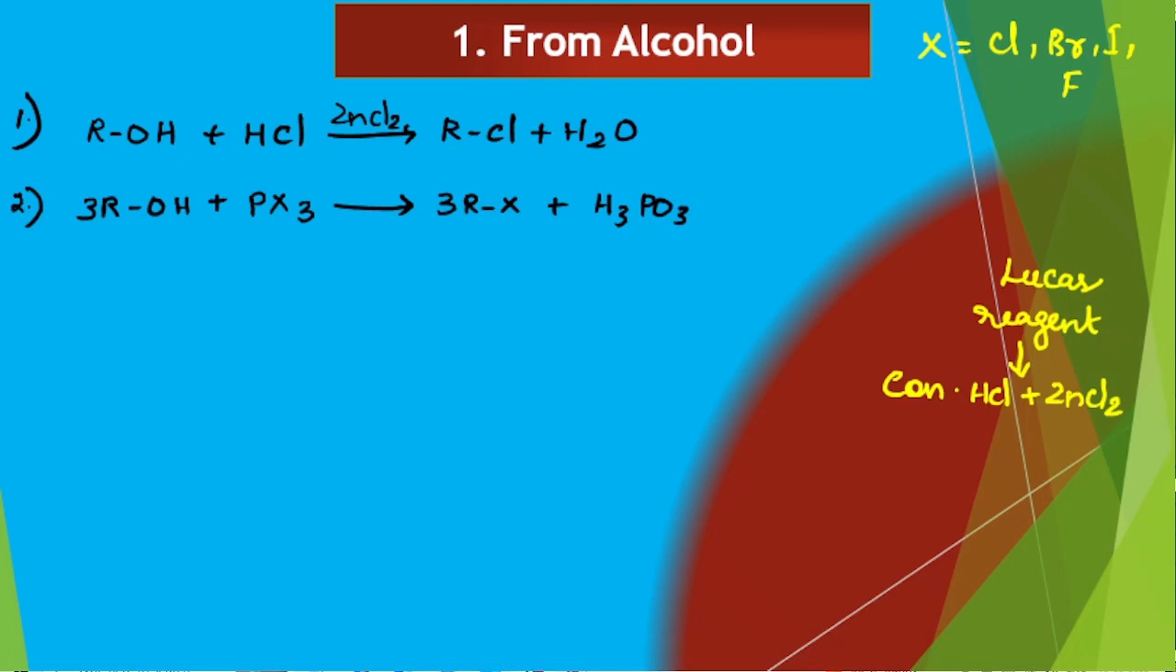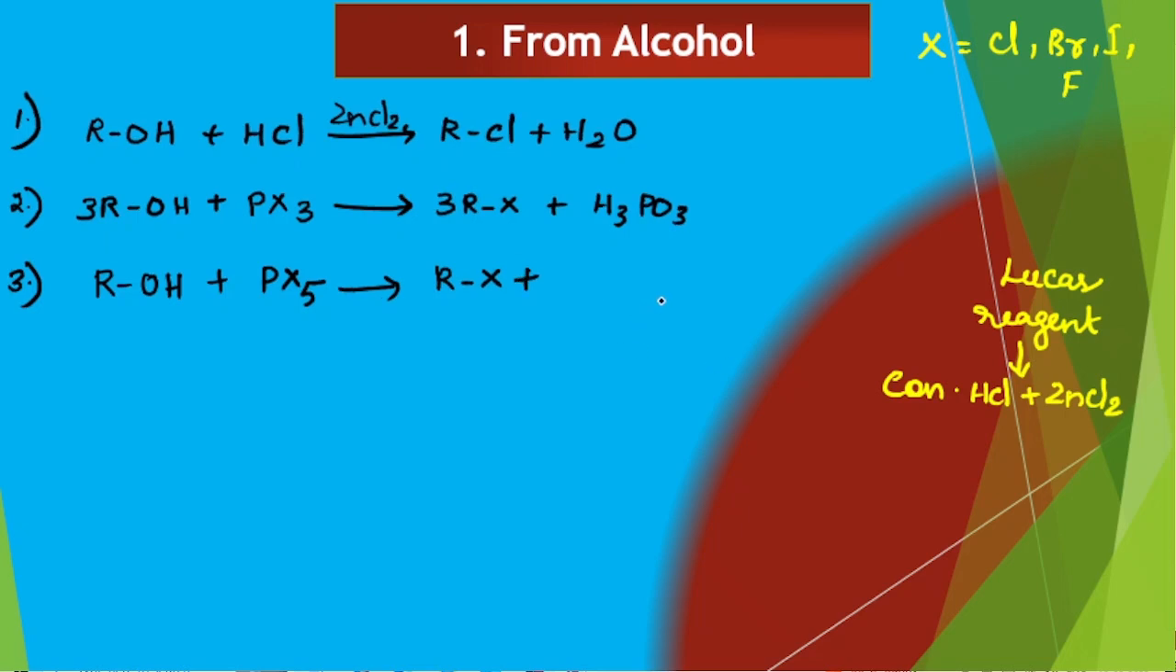Okay, now let's see the third one. Just look here. Here also we are going to take ROH, but here we are going to take PX5. Instead of PX3, we are taking PX5. So, when we are taking PX5, what happens? Here also, you will get RX as one of the products. Plus, your second product will be POX3, and your third product will be HX.